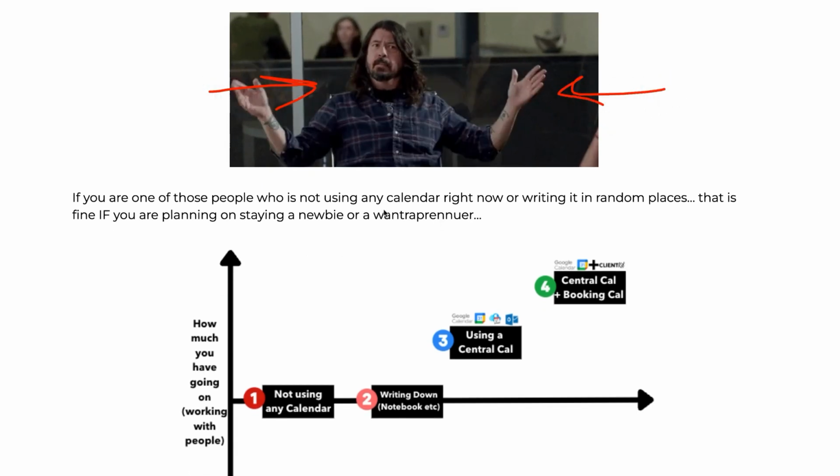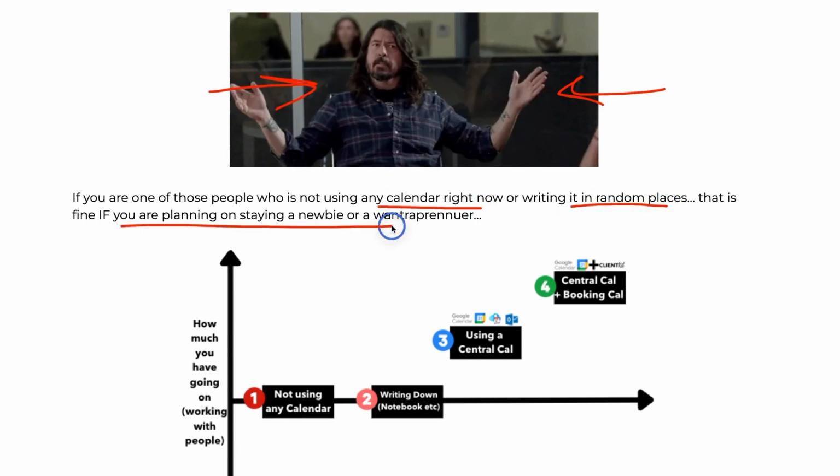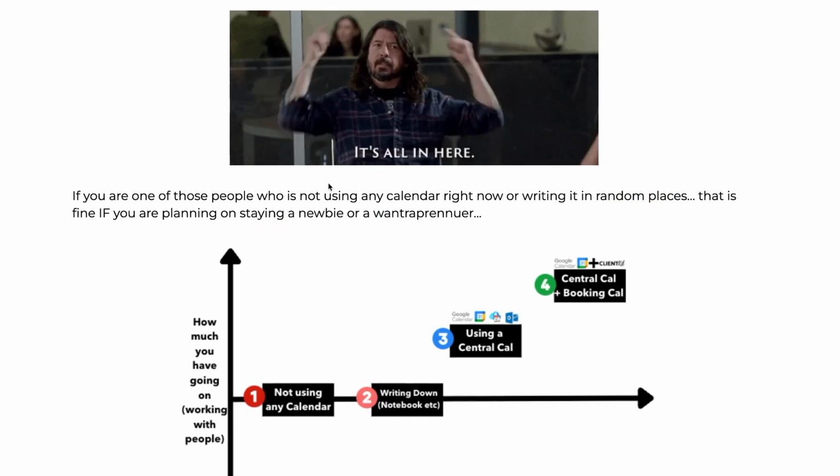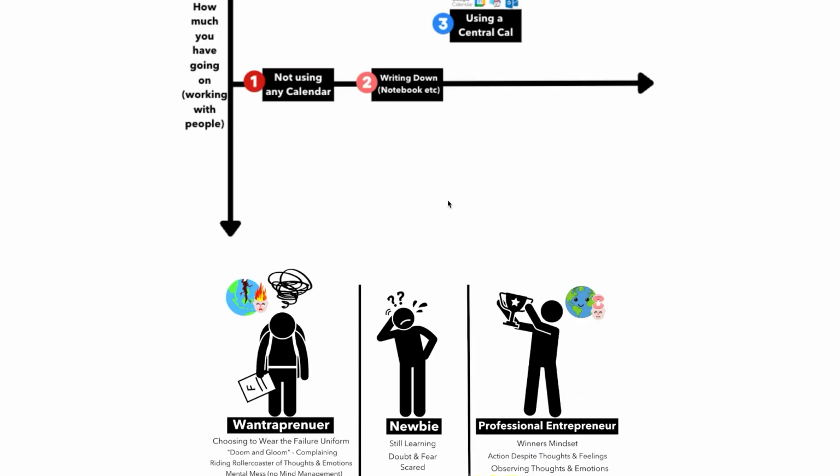If you're one of those people not using any calendar right now, just writing it down in random places, that's fine if you're planning on staying a newbie or a wantrepreneur business owner, right? So if you are in these camps over here, guess what? It's time to level up, because it's time to become a professional business owner.